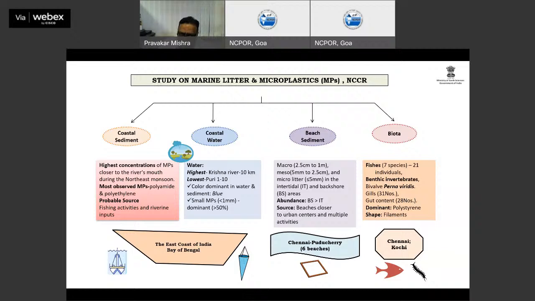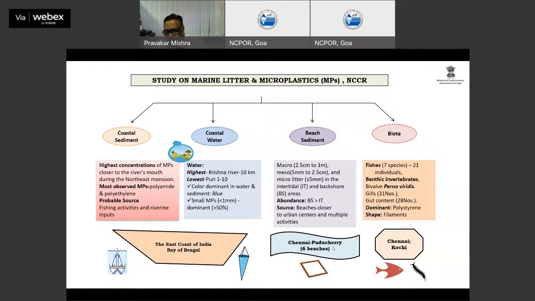And similarly, for the biota, we took fish species, and invariably in all the samples, whatever fish species we took, we got two to three microplastic particles. Similarly, the bivalve Perna viridis was also examined, and the dominant polymer is polystyrene.